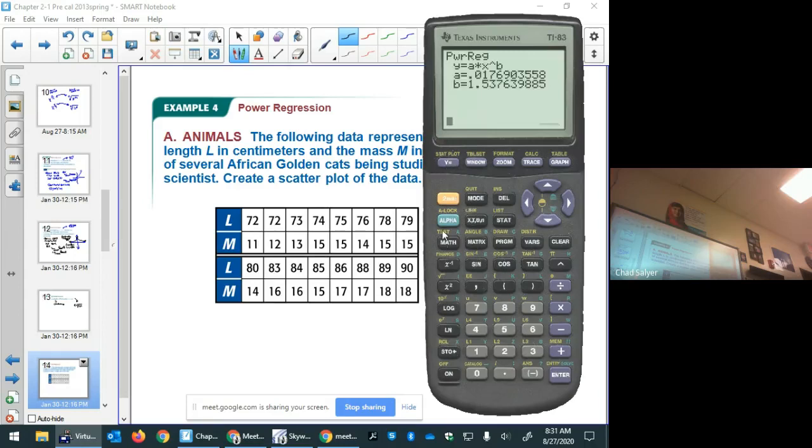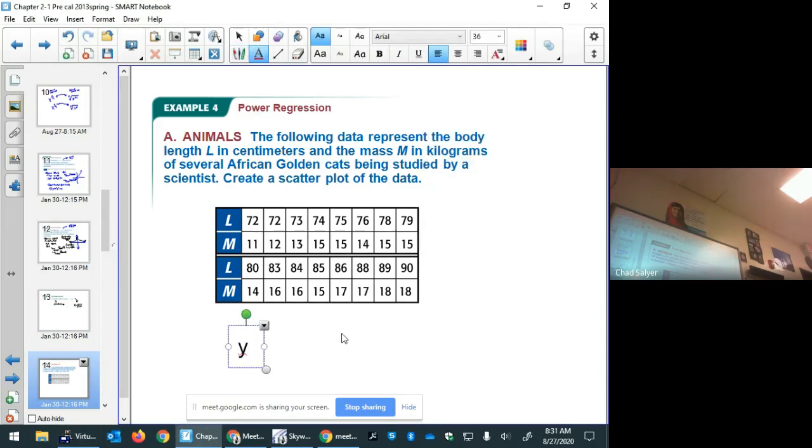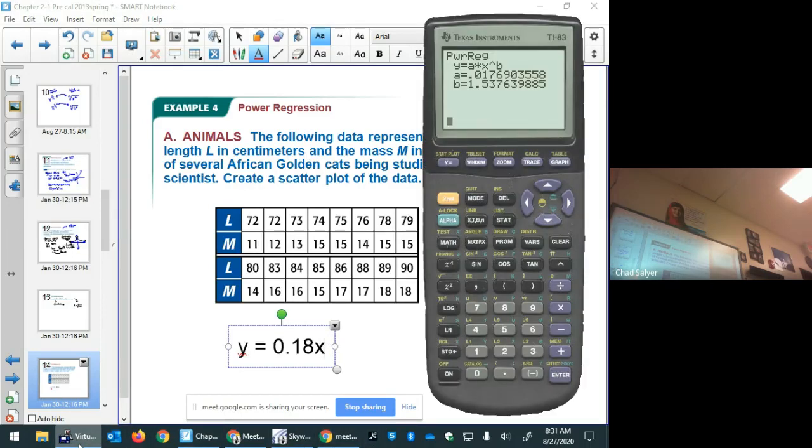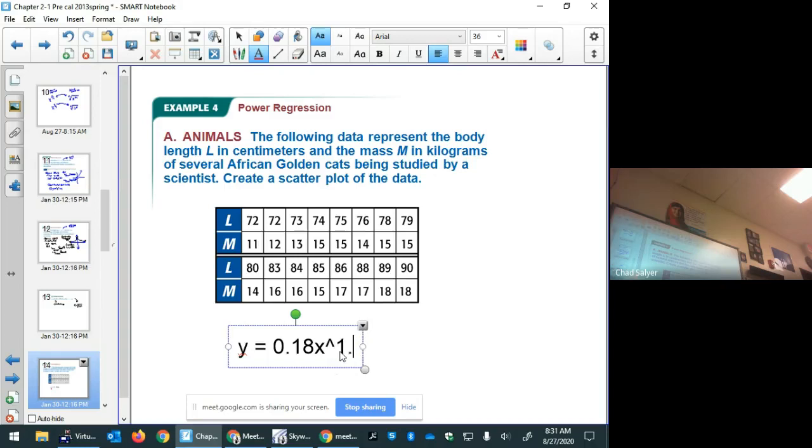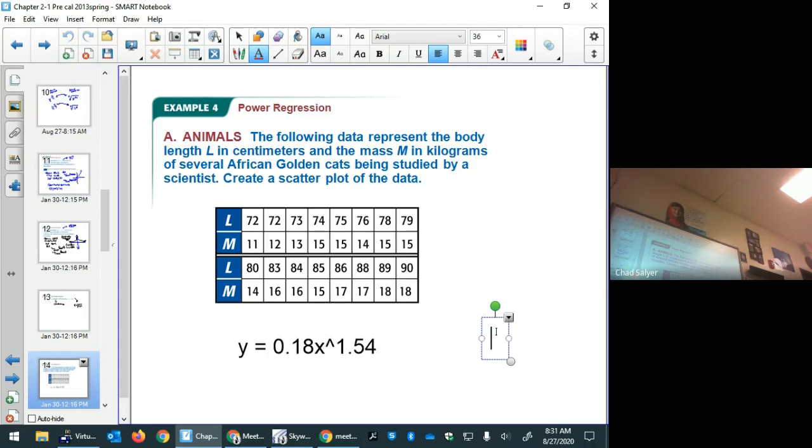So what we would write is, let's round to the nearest thousandths, 0.18 times x to the 1.54 power. So that's about our best model we could produce with the sophisticated software of the TI calculator. Written roughly, I don't know, 20 years before you were born.